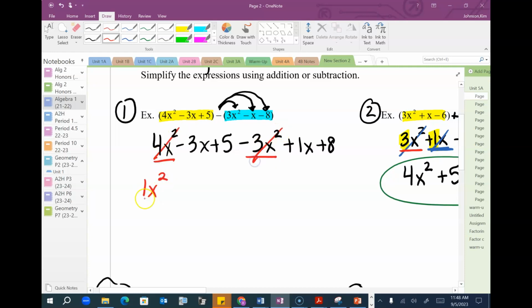A lot of students will ask, Ms. Johnson, do I have to write the 1 in front? And the answer is no. The 1 is not necessary. It's a coefficient, but you don't have to write it there. Can you keep it there? Of course. All right. And then I'll move on to my x terms.